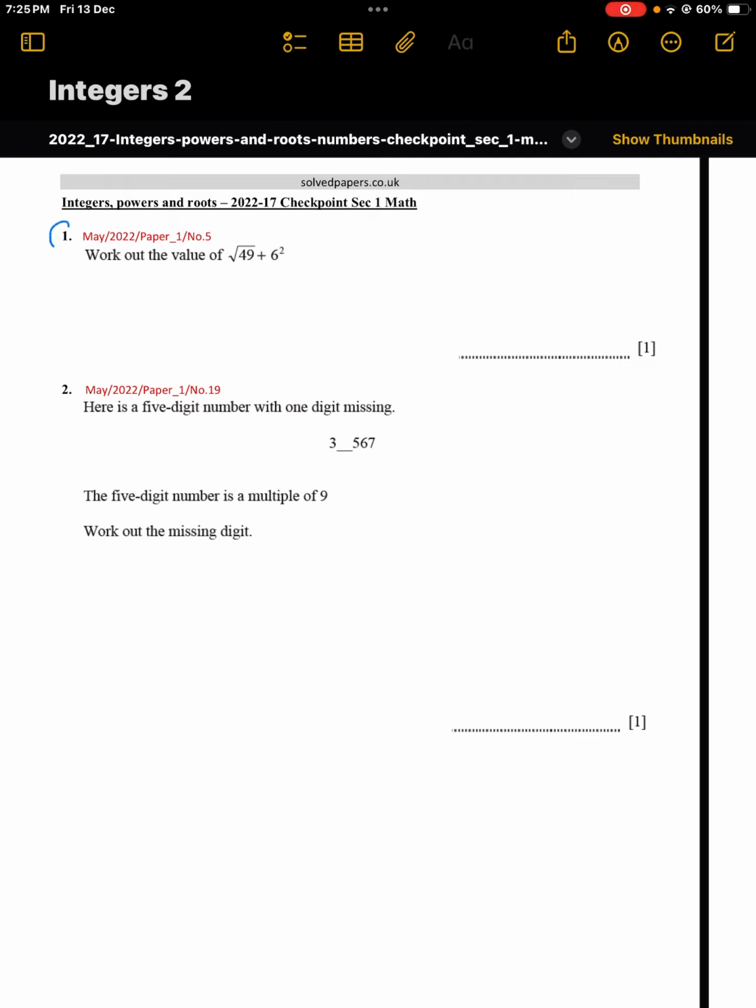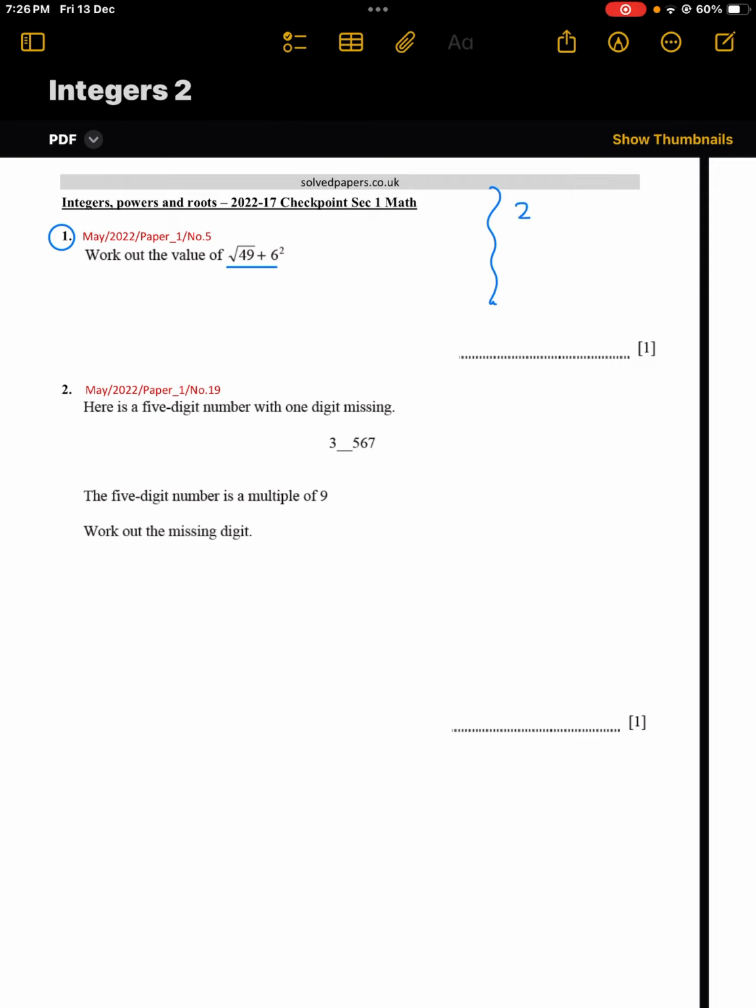Question number 1 says: work out the value of square root of 49 plus 6 squared. We have discussed, and you know very well, that when a number is inside the root, first we have to check whether it is the square of a perfect number or something like that. So let's solve it by writing the square table here.